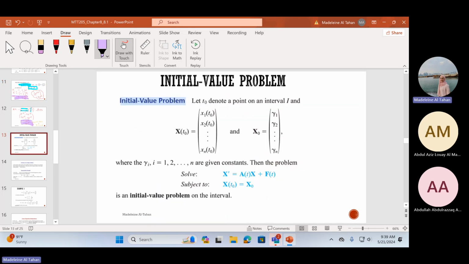Okay, so now we know what we mean by solution. What if we have 3 equations with 3 unknowns? The solution would be of the form x1, x2, x3. Okay.